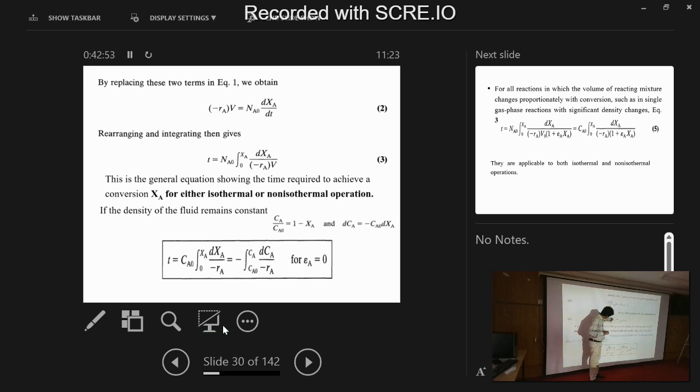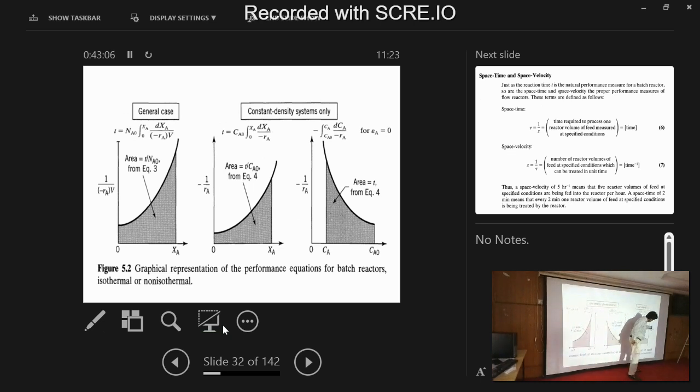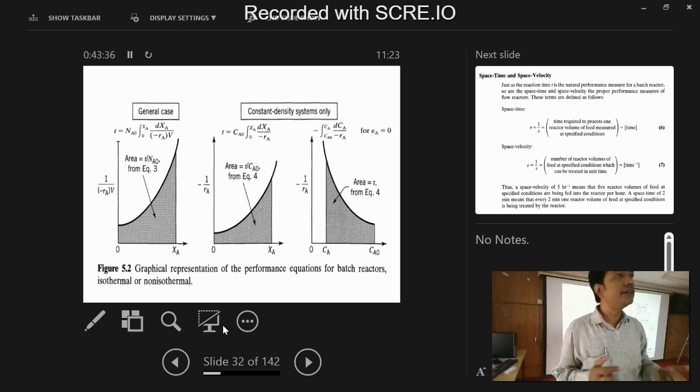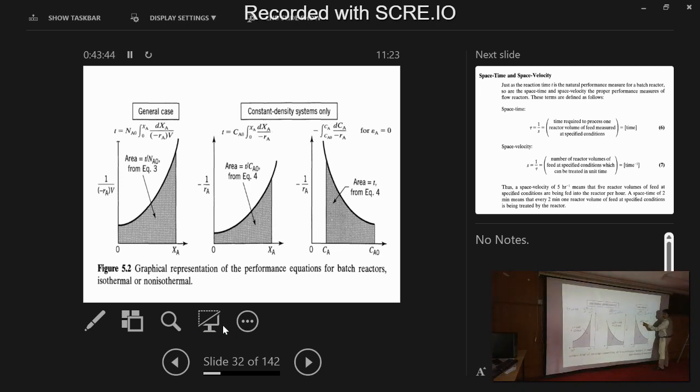If I draw a plot of 1 by minus RA V versus this XA, then the integration, if I take back NA naught, gives an area equal to t by NA naught. Because what is the meaning of integration? Area. Area under the curve is called the integration part. So the area under this curve is t by NA naught.